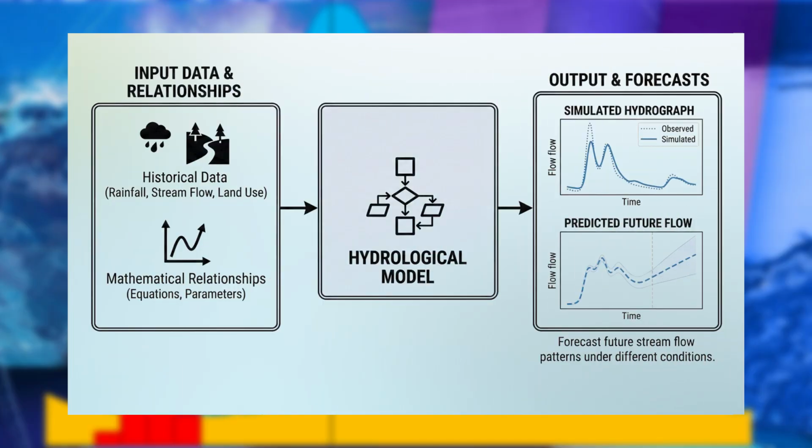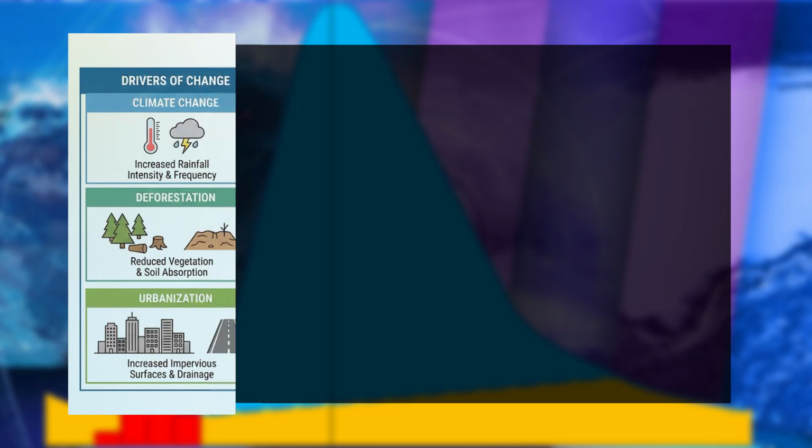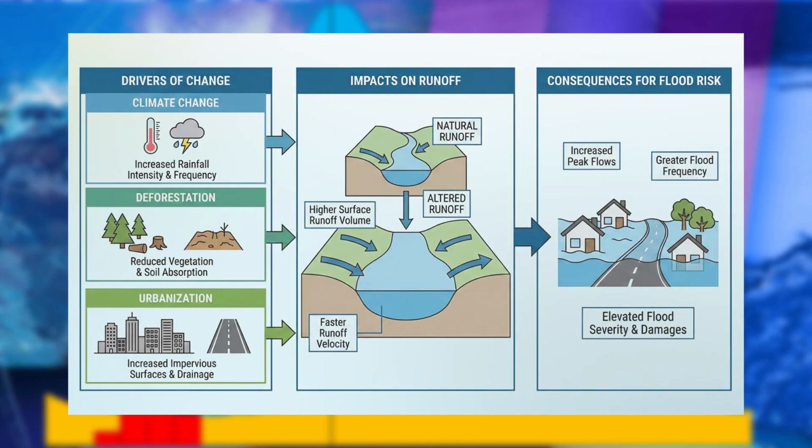Hydrological models further enhance the usefulness of hydrographs. These models use mathematical relationships and historical data to simulate and predict hydrograph responses under different conditions. They enable hydrologists to forecast future stream flow patterns and assess the impact of factors such as climate change, deforestation and urbanization on runoff behavior and flood risk.